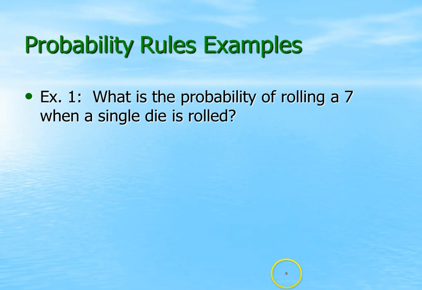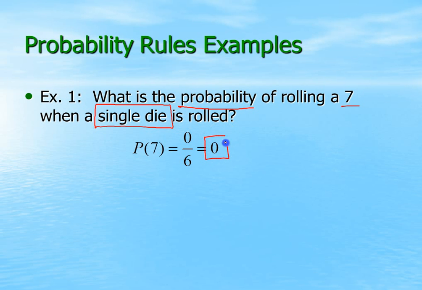Okay, a couple basic ones. What's the probability of rolling a 7 when a single die is rolled? Okay, there's nothing tricky to this question. What numbers are on a traditional die? 1, 2, 3, 4, 5, and 6. So what is the probability of rolling a 7? Is there a 7 on a die? No. So the probability is 0 out of 6. So the probability is 0 or 0%, however you want to write it.